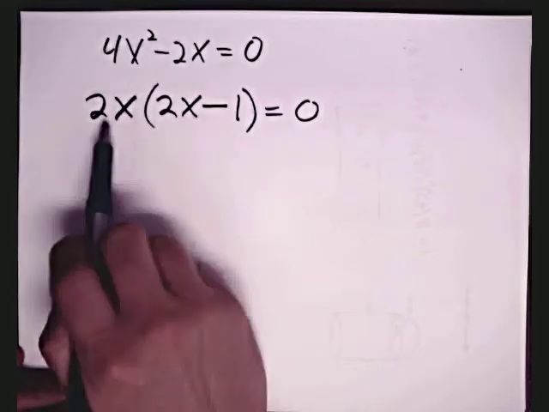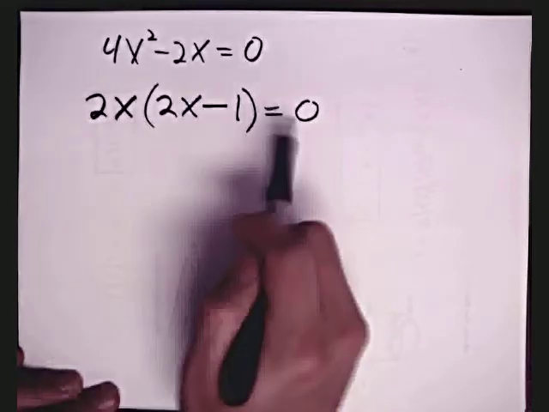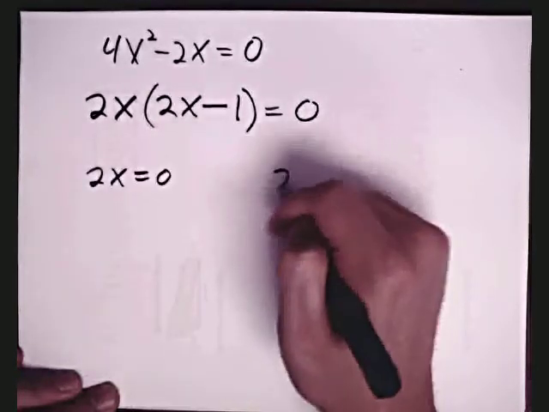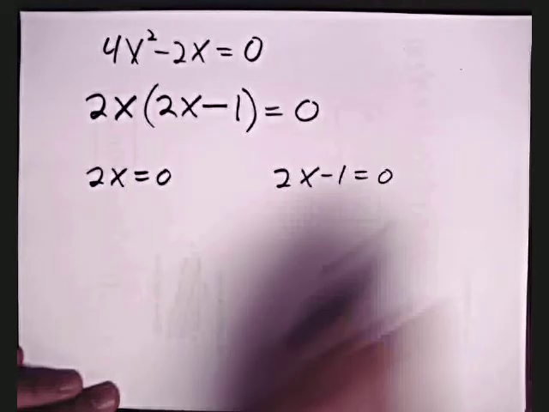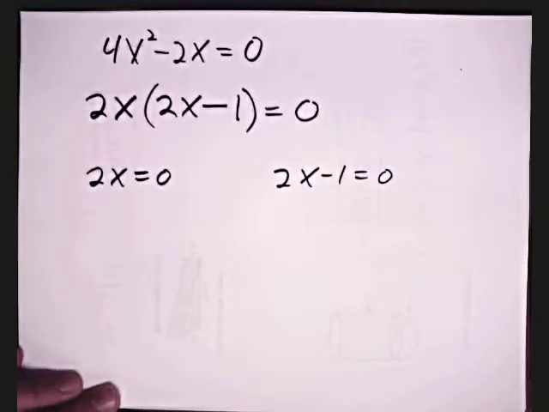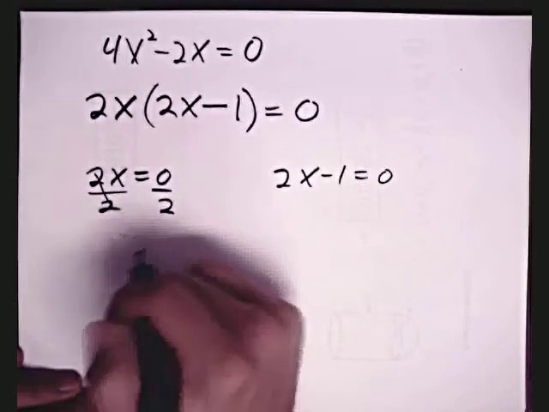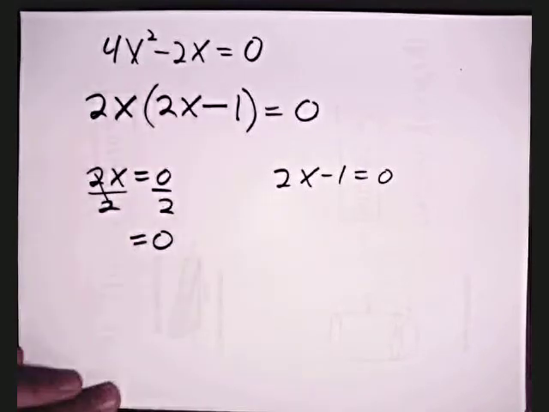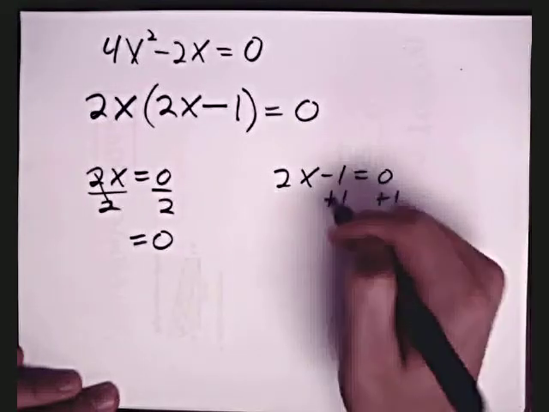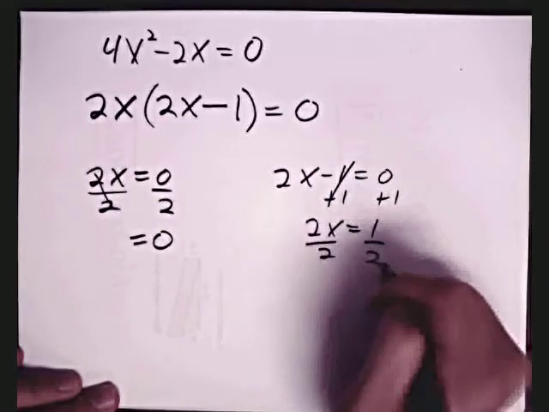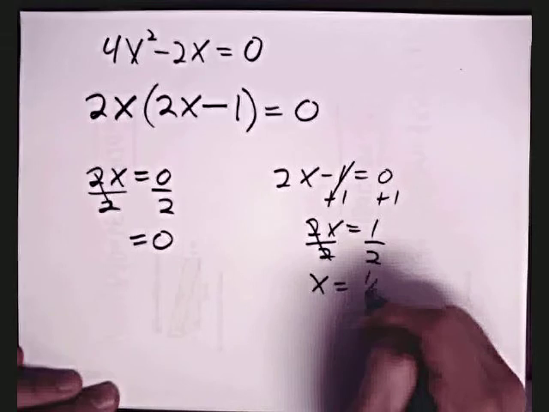Zero product property says if these two things are multiplied together and it equals 0, the only way that can happen is 2x has to equal 0, or 2x minus 1 equals 0. So if I solve both of those separately, that will give me two possibilities for x. This first one, all you have to do is divide by 2, and 0 divided by 2 is 0. So our first solution is 0. And our second equation, add 1 to both sides. 2x equals 1. Divide by 2 on both sides, and x equals 1/2.